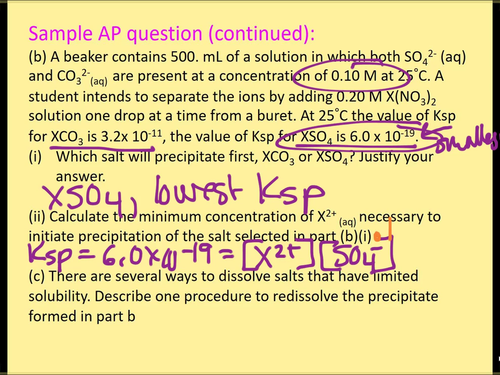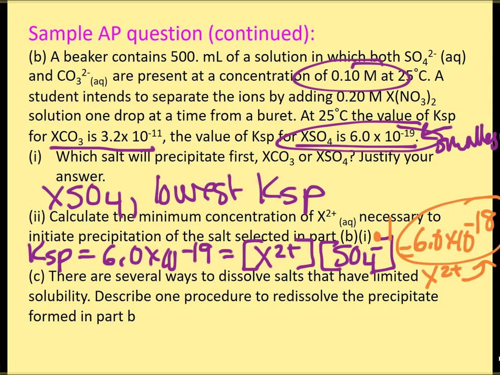So I'm going to have 6 times 10 to the minus 19 divided by 0.1, and I'm going to get 6 times 10 to the minus 18. So this is the minimum concentration to precipitate this out. So not a lot, a portion of a drop would do this. And then let's do the last part.